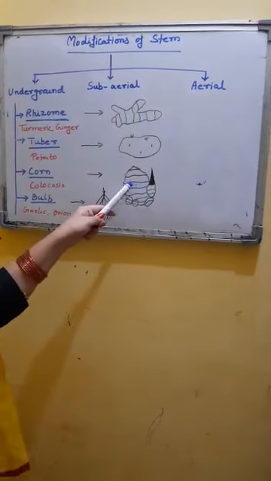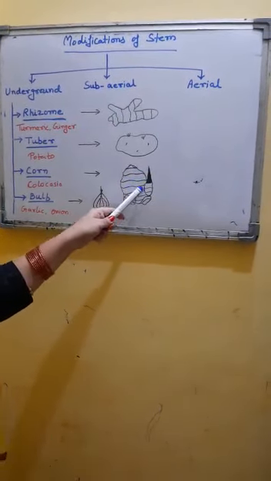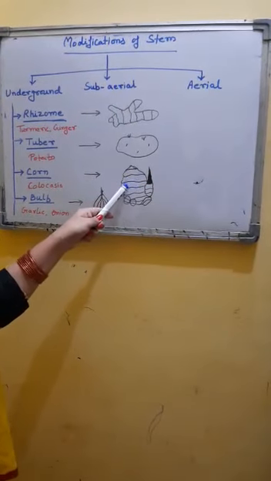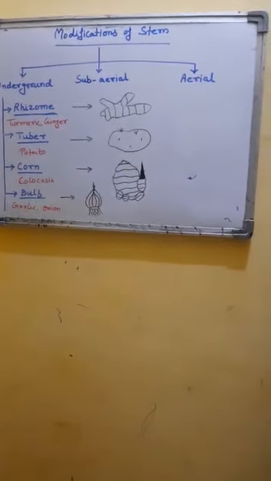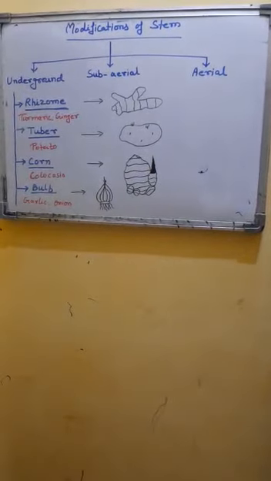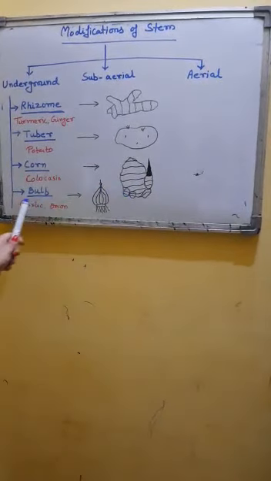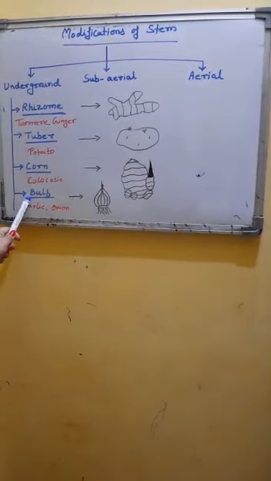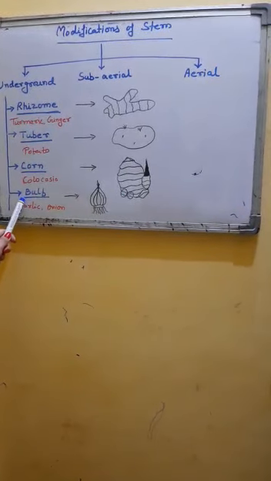These represent nodes. Scale bears scale leaves also. Example, colocasia and yam. The next is bulb. Bulb is also an underground stem.